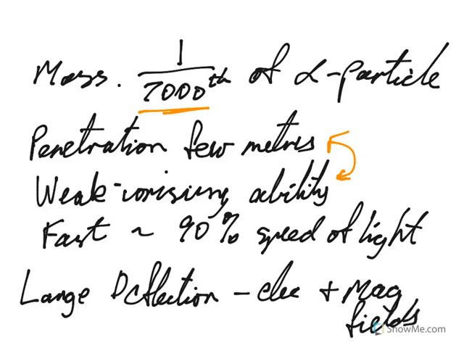Alright, so that's our beta particle, that's its properties, and that's all we're looking at the moment in this particular lesson. We're just looking at what the properties of these things are.